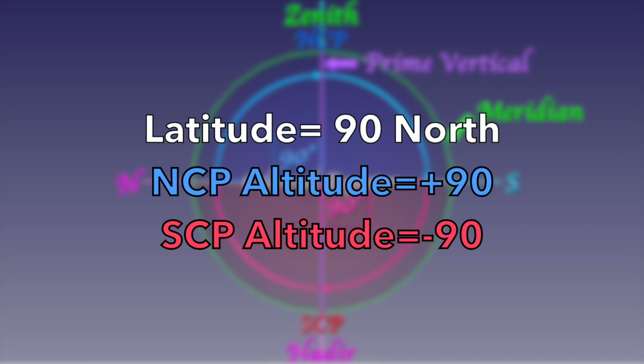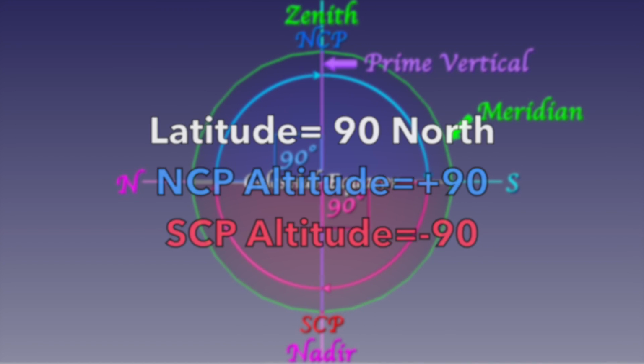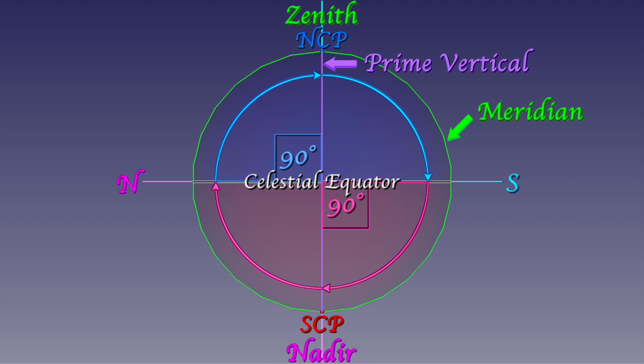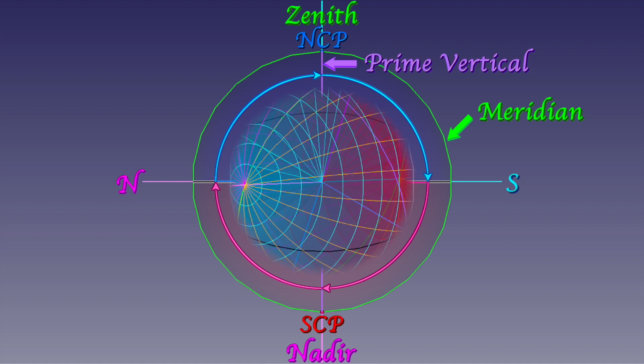At a latitude of 90 degrees north, which would be the north terrestrial pole, the NCP would be located at the zenith, with the celestial equator overlapping the horizon. We will touch a little bit more on this concept in detail later on, but now we are going to look at the actual coordinates used in the equatorial system.